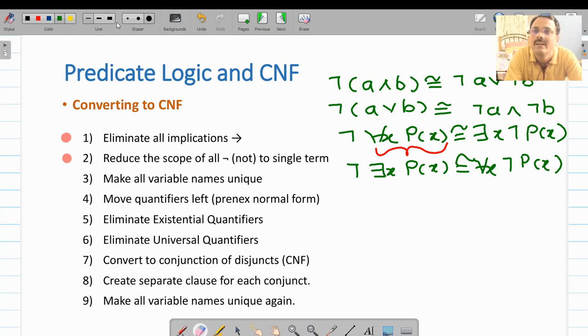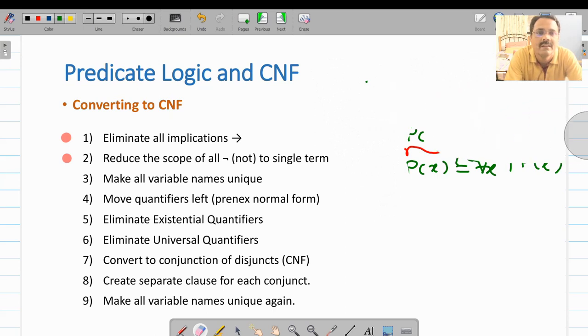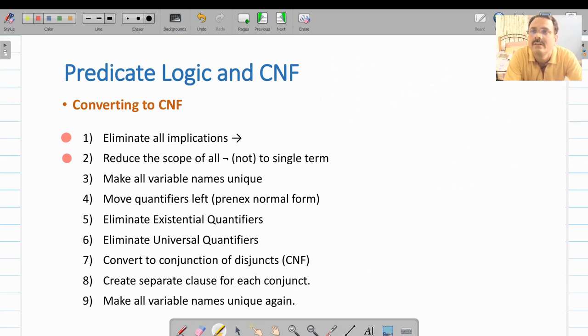Then step 3, which says that you standardize variables. Standardization of variables refers to making all variable names unique. That means for different places, if you have used variables for different purposes, then their variable names should be unique, though it is legal for two variables to have the same name.